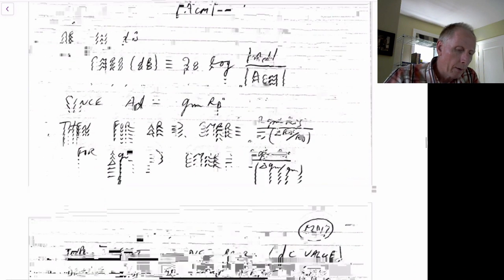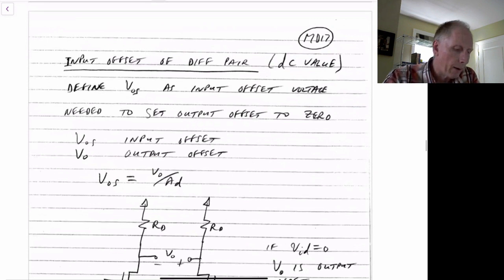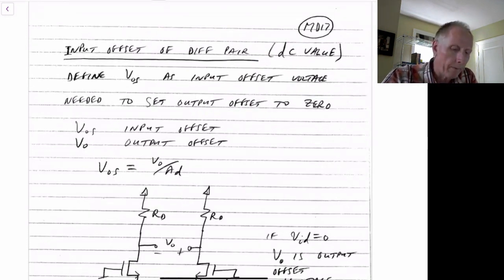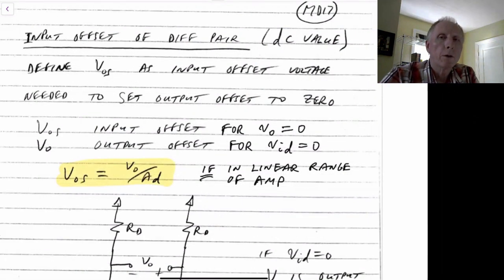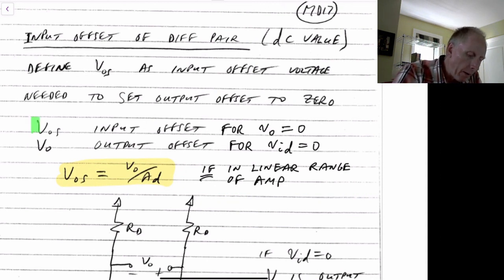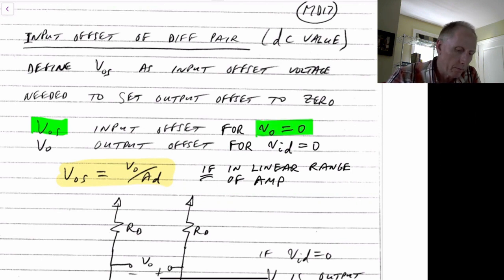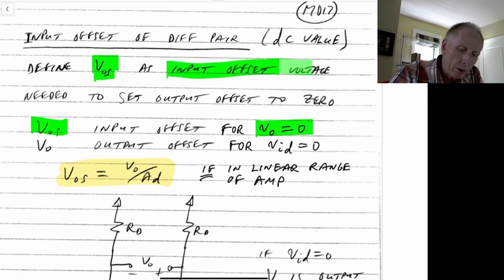The next thing we want to look at is the input offset of a differential pair. This will be the DC input offset. So the input offset of a differential pair, by input offset referring to the DC value of the offset, will be the input offset voltage that we need to set the input voltage to in order that the output goes exactly to 0. So it's defined as the input offset voltage that is needed that sets the output voltage to 0.